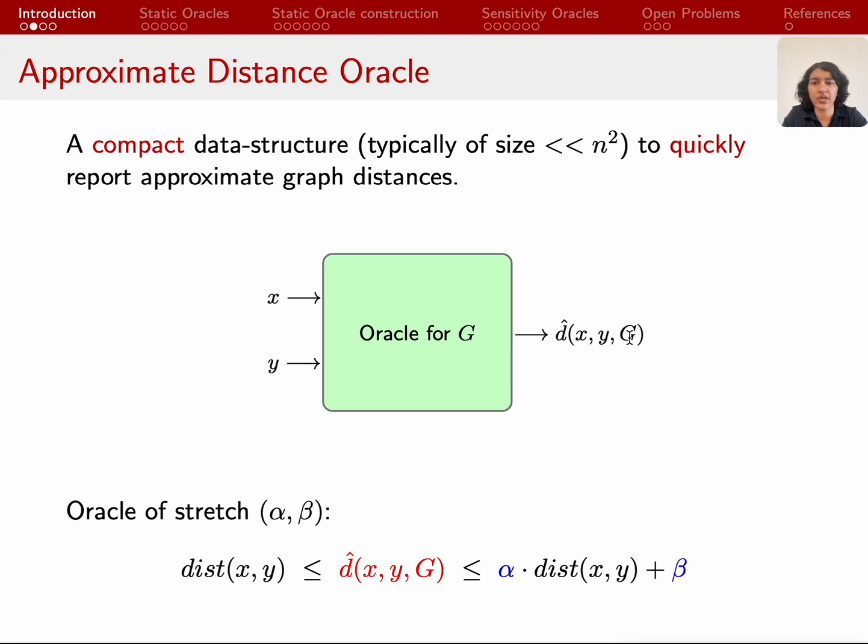Now the goals here are that the space taken by this data structure should be very small. The time to report this approximate distance should also be small, and the stretch of the oracle should not be too large. So we say that the stretch of the oracle is alpha comma beta if for any x comma y the reported distance is at least as large as the original distance, but it's bounded by alpha times the original distance plus an additive error beta.